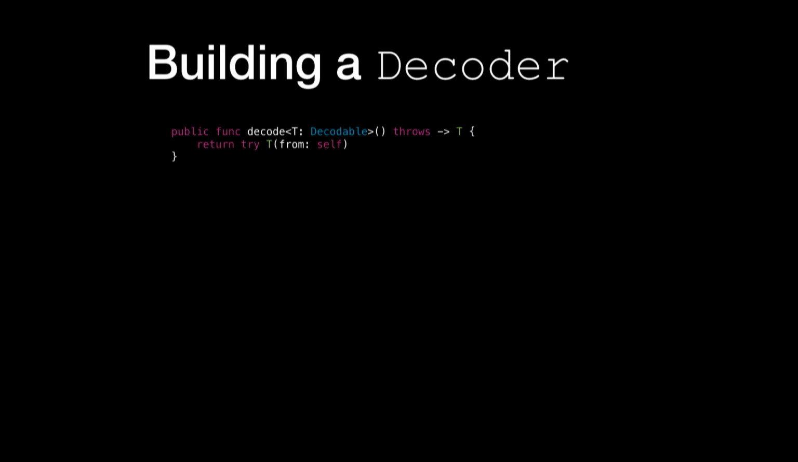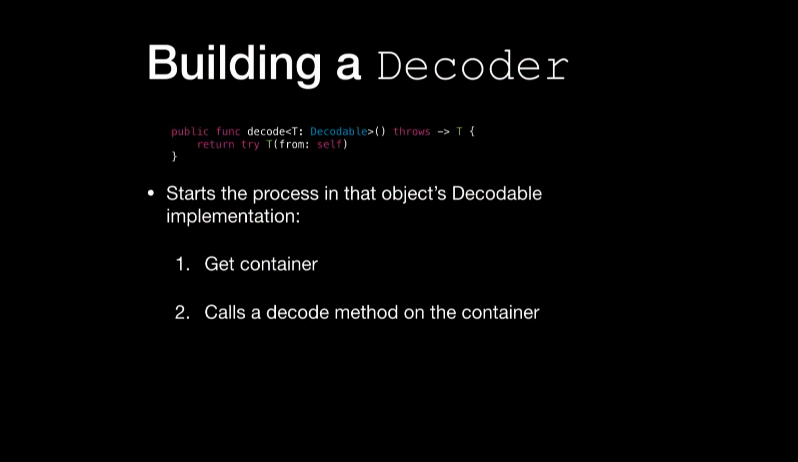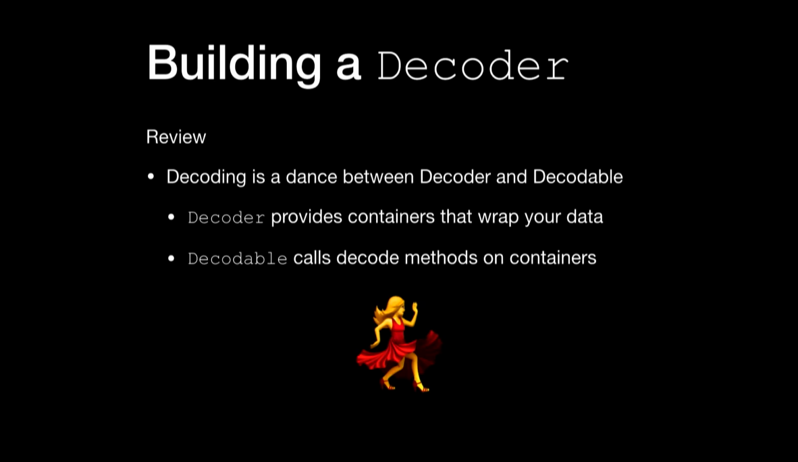Finally, we have our decode method, pretty straightforward. This is for decoding anything that is decodable, and this just starts the whole decoder decodable dance by initializing that first type with self being the decoder we've set up. And yeah, this is just what I said. It starts this process, and again, those two high-level steps that I keep repeating are, your decoder is going to start calling methods to get containers, and then start calling decode methods on those containers.